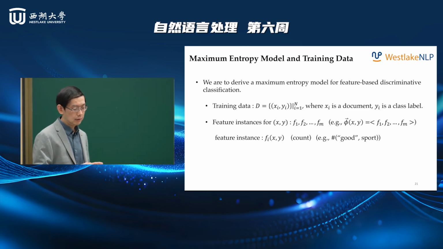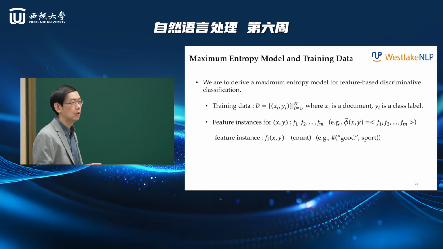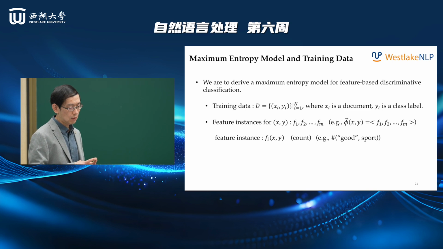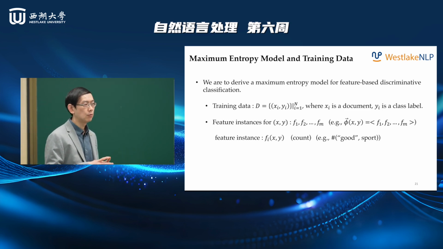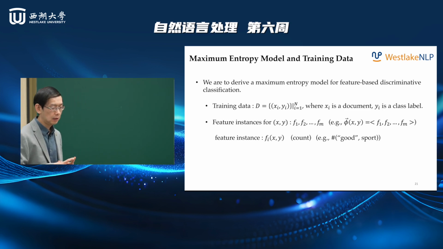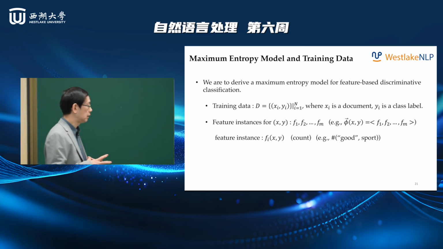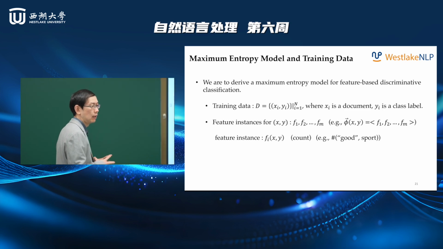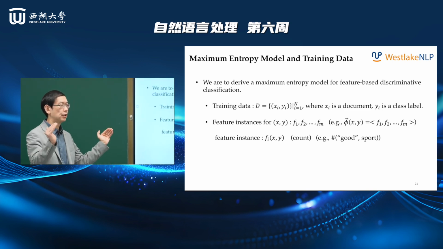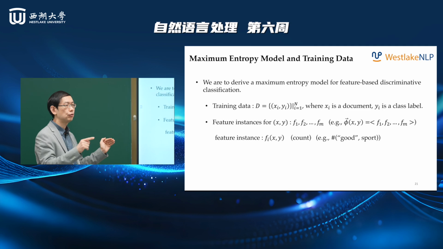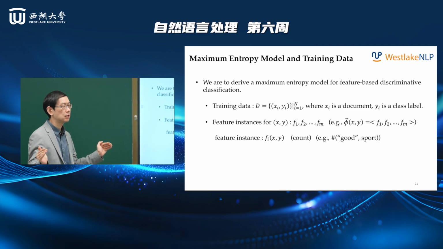And further, let us assume that we're building a feature-based model. So what is this feature-based model? Our model makes use of phi(x, y) in making predictions. This is what we learned in the last 2 weeks. What is phi(x, y)? Phi(x, y) is a vector of f1, f2 until fm. It's a long vector.